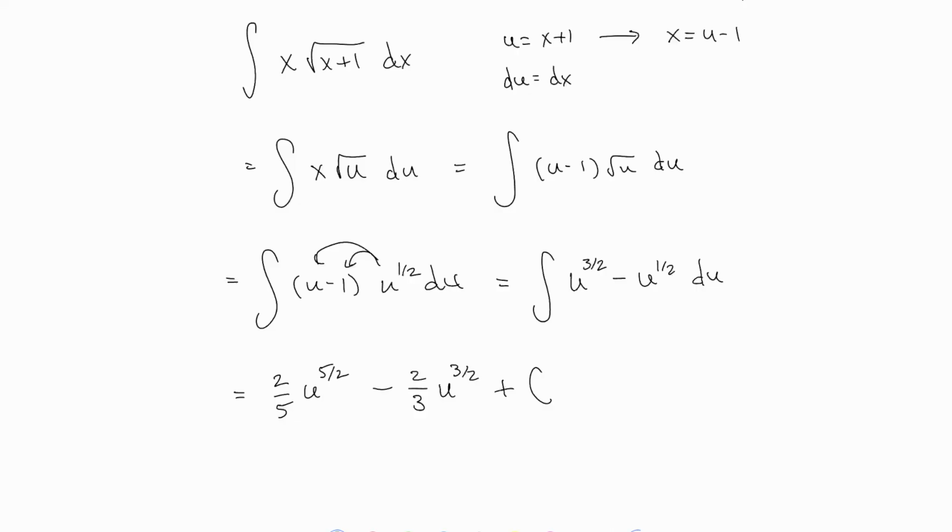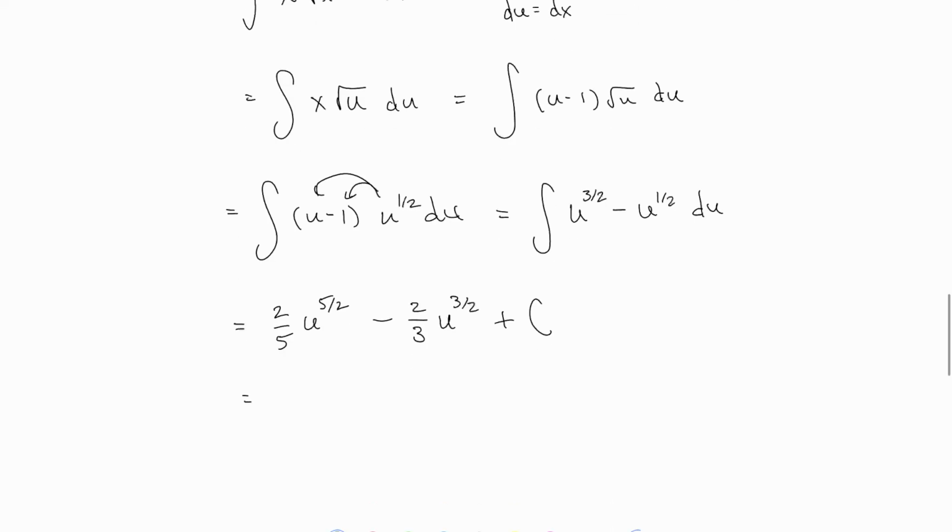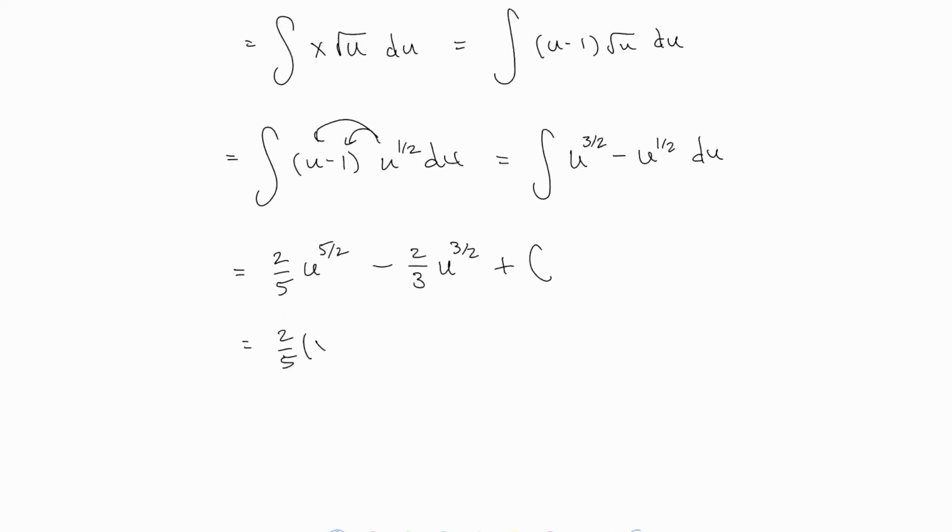All right, and then the very last step, as always, I replace the original variable. So instead of u, I'm going to write x plus 1 each time. So my final answer is 2/5 (x plus 1) to the 5/2 minus 2/3 (x plus 1) to the 3/2. There you go.